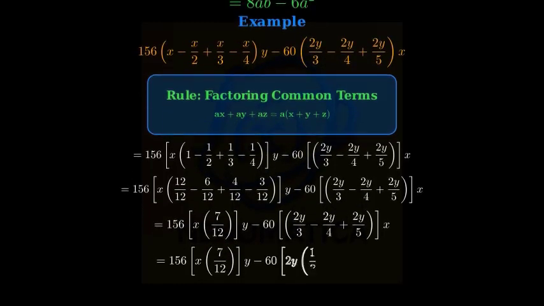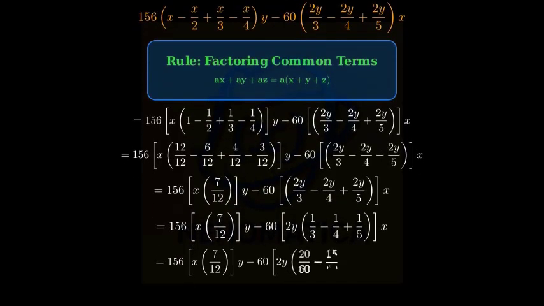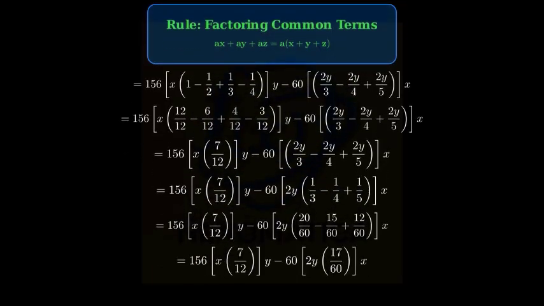Similarly for the second part, 60 times the quantity 2y over 3 minus 2y over 4 plus 2y over 5 times x. We can factor out 2y from the expression in parentheses to get 60 times 2y times the quantity 1/3 minus 1/4 plus 1/5 times x. Let's continue simplifying our expression. For the second part, we'll find a common denominator of 60. 1/3 equals 20 sixtieths, 1/4 equals 15 sixtieths, and 1/5 equals 12 sixtieths. So, inside the second parentheses, we have 20 sixtieths minus 15 sixtieths plus 12 sixtieths, which equals 17 sixtieths.